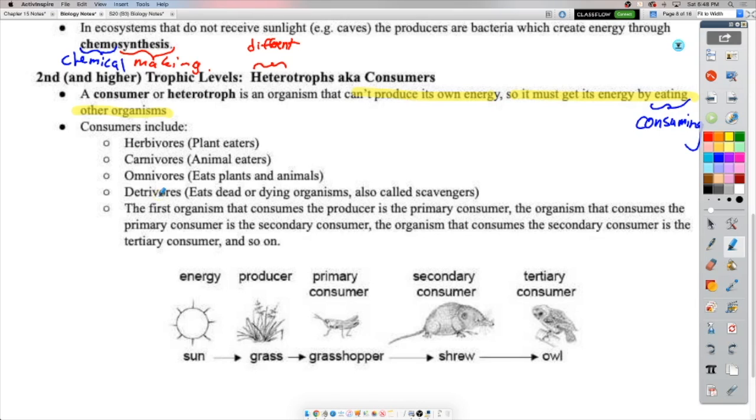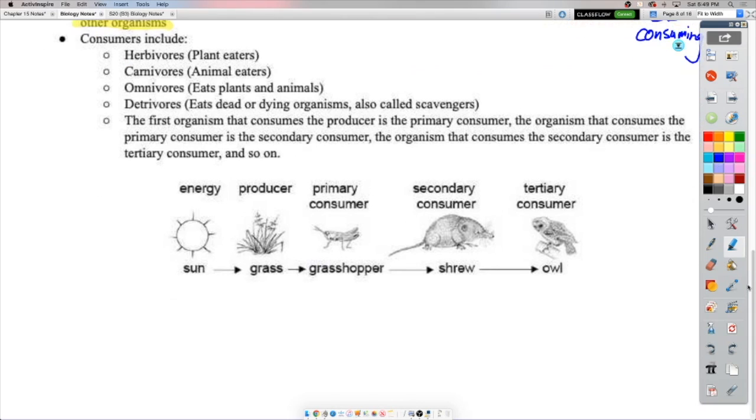So looking at the example down here, we have the sun. Okay, we usually don't include the sun, but it could be there. The first thing we have is the producer, right? The producer takes energy from the sun, turns it into glucose. The first thing that eats it is the primary consumer, okay? And I'm also going to add in the trophic levels. So yes, it's the producer. It's also the first trophic level, okay?